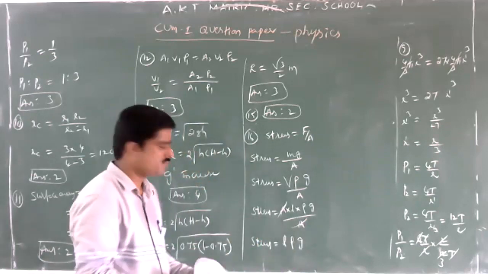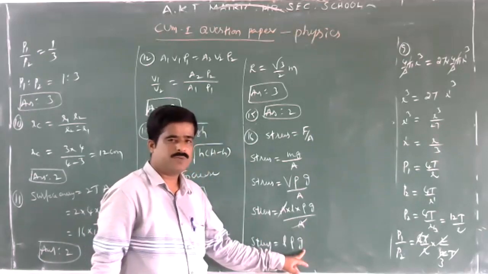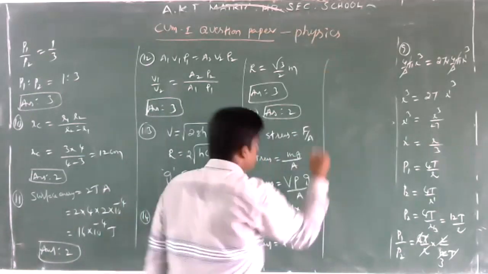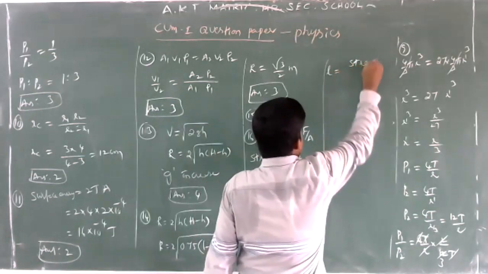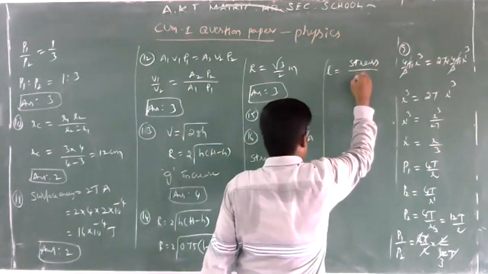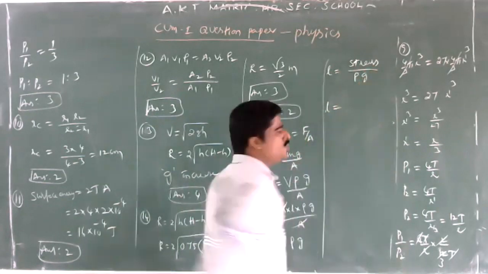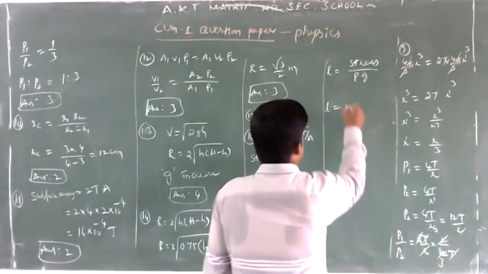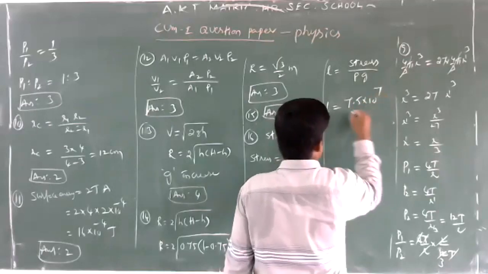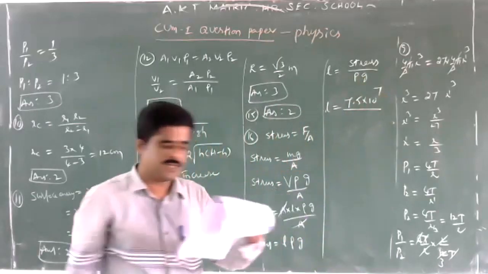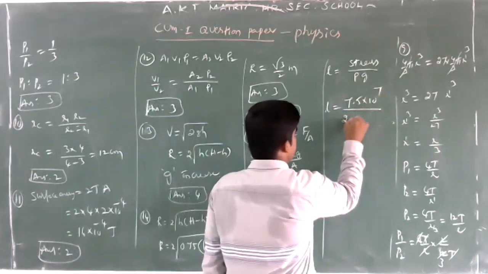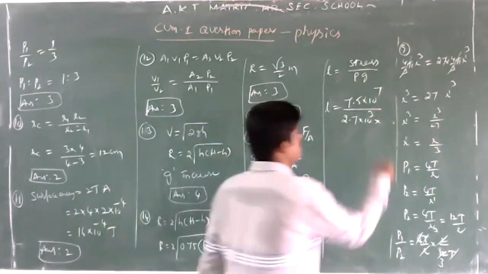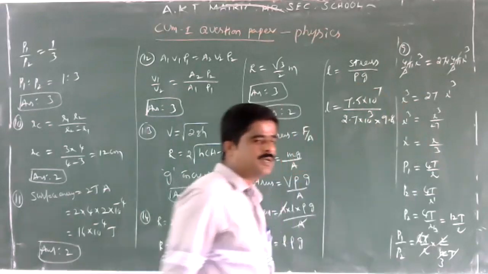Here stress is given, density is given, and the value of g is 9.8, but we need to find the maximum length L. So from this equation, L is equal to stress by rho g. The breaking stress of aluminium is 7.5 × 10^7 Newton per meter square, divided by the density of aluminium, which is 2.7 × 10^3, into g. Here the value of g is the acceleration due to gravity, 9.8.